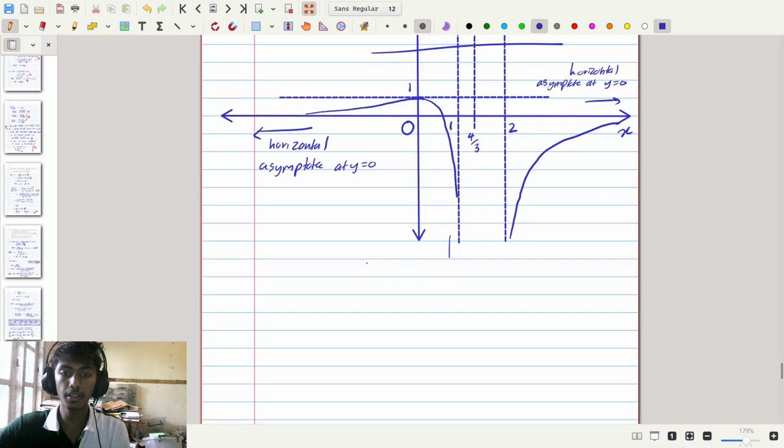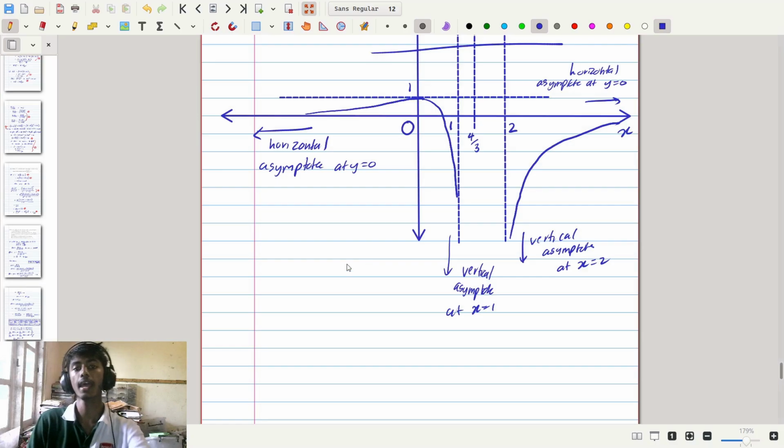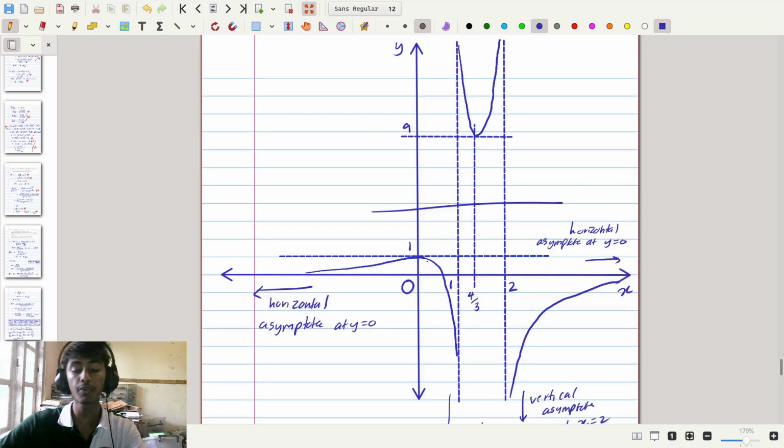Here I'm going to mark vertical asymptote at, and in this case this one's at x equals 1, and the other one is going to be vertical asymptote, and this one's at x equals 2. And that is going to be all for this graph. We can see we've already marked the local maxima and local minima with this point, and with that we are done for the graph.